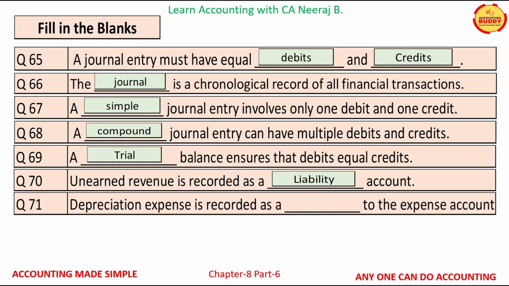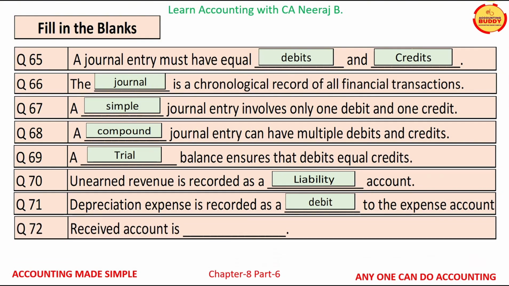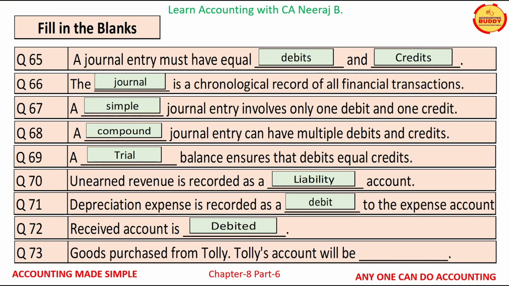Question number 71. Depreciation expense is recorded as a dash to the expense account. It is recorded as the debit to the expense account. Question number 72. Received account is dash. The correct word is debited. Question number 73. Goods purchased from Tuli. Tuli's account will be dash. It will be credited.